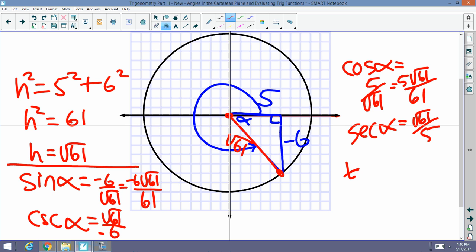What's the tangent of alpha? Negative 6, no, opposite over adjacent. So negative 6 over 5. And what's my cotangent of alpha? So negative 5 over 6. That's power right there, guys. That's power. Yes, sir.